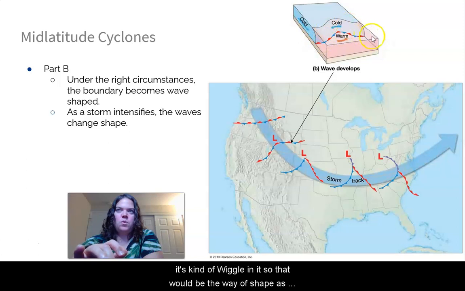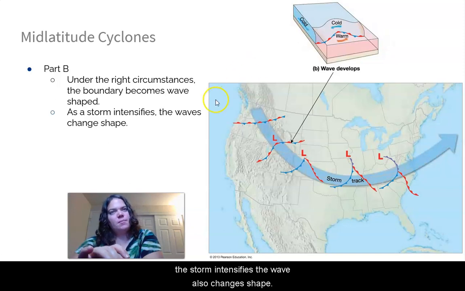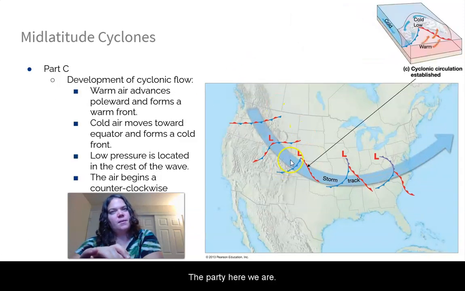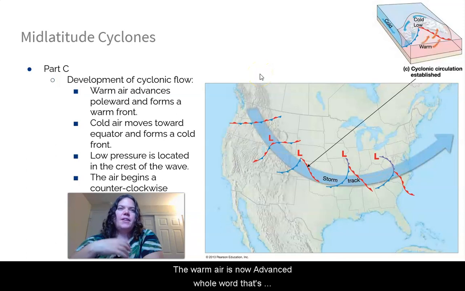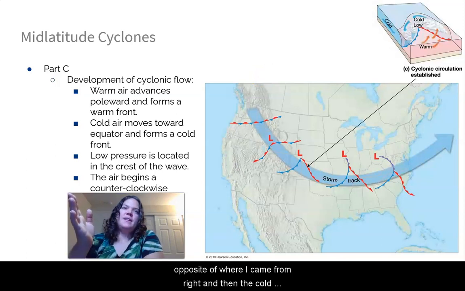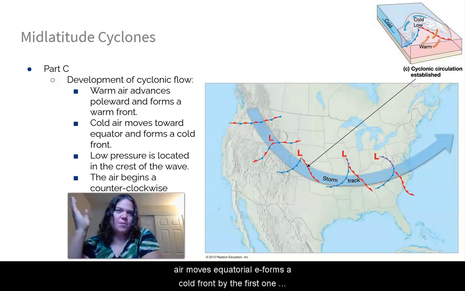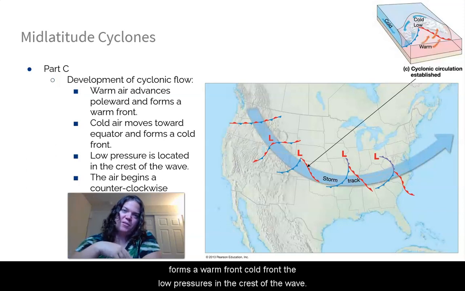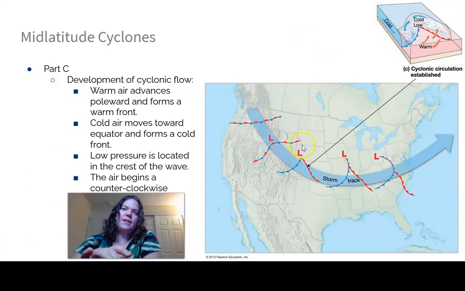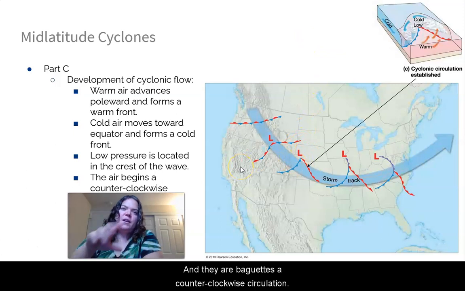So we see here, whoop, it's got a wiggle in it. So that would be the wave shape. As the storm intensifies, the wave also changes shape. So part C, here we are. The warm air has now advanced poleward, because that's the opposite of where it came from, right? And then the cold air moves equatorially, forms a cold front. Sorry, the first one forms a warm front, the other one forms a cold front. The low pressure is in the crest of the wave, right there, and the air begins a counterclockwise circulation.